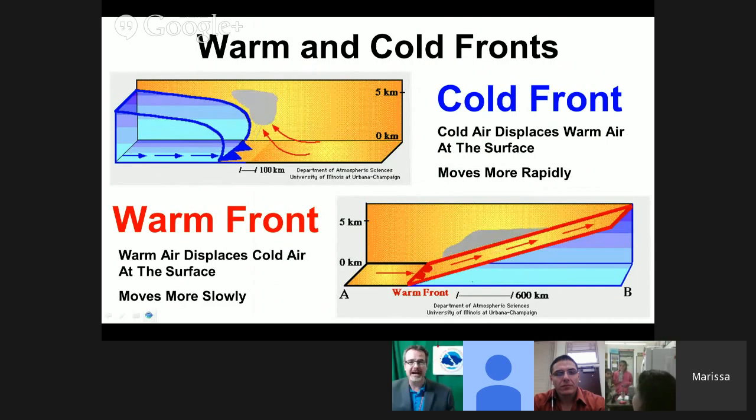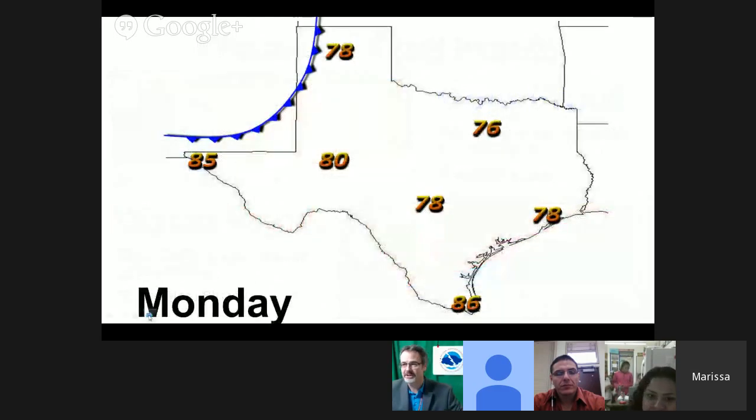So let's put this back together on a weather map, shall we, and watch as one cold front moves across. Remember, the cold front's the front side of colder air.